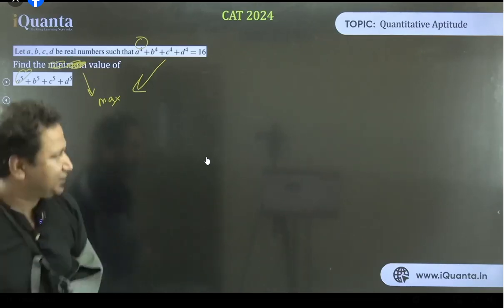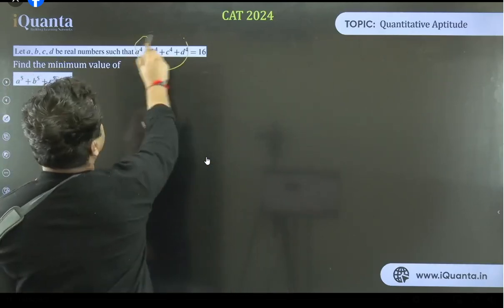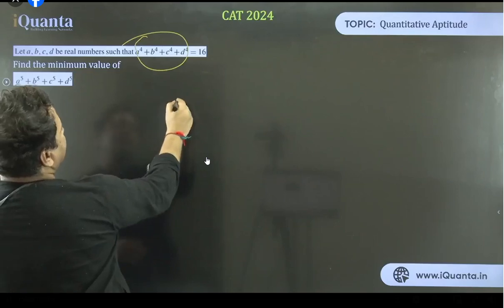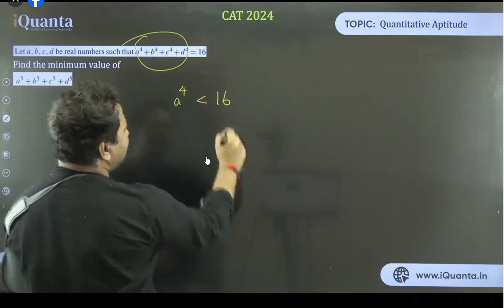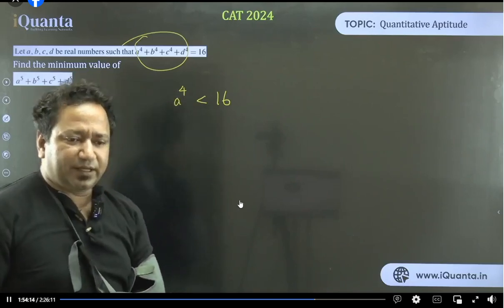Okay, see, I'll solve this question. This is actually a difficult question. So, tell me something. The sum of all of this is equal to 16. Can I say, I can choose anything. Can I say a to the power 4 is less than 16? Can I say that? Yes or no? I can say that. Actually, you won't be able to find the minimum, you'll find the maximum only.